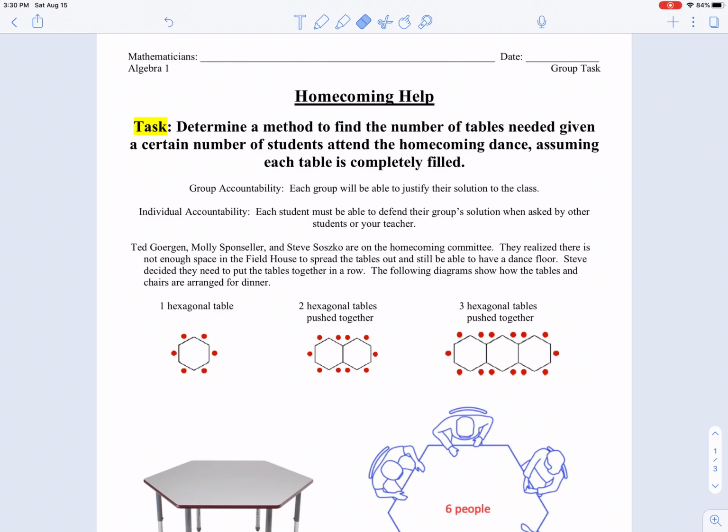Welcome to your second lesson. It's called Homecoming Help. And tomorrow with your teams, you're going to work through this problem here.